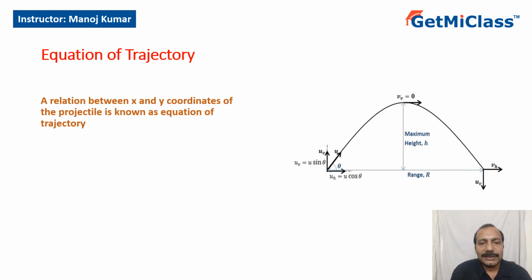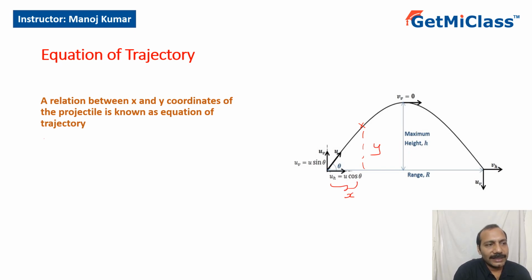Now what is this equation of trajectory? A relation between x and y coordinates of the projectile at any given time is known as equation of trajectory. Of course, it should be valid for every time. In order to do that, I assume that at a given time t, the particle is at some point here, and this one is the vertical position y, and this one is horizontal position x.